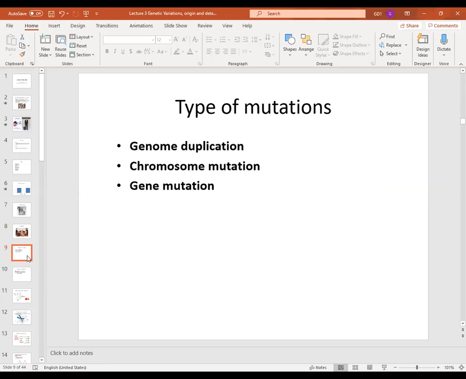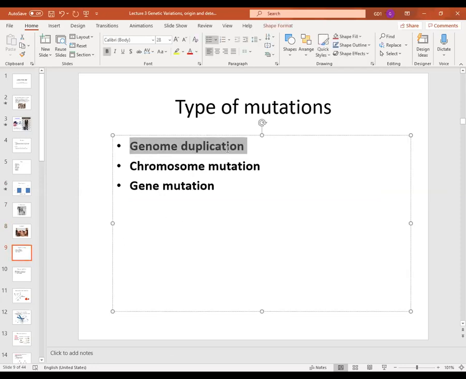Okay, next. In the previous slide, we talked about the types of mutation related to the cause, related to the origin, and now we talk about the types of mutation related to the scale. So we have genome duplication: one body has a genome duplication, and one body does not. They're different, right? But the difference is too much, that means 3 billion base pairs. The amount of DNA genetic material is very big.